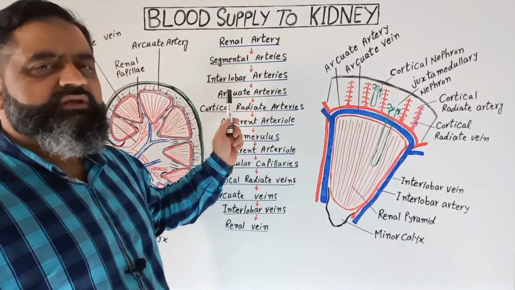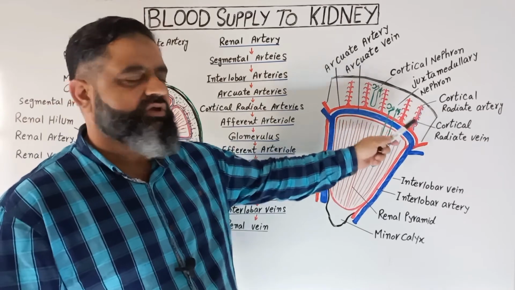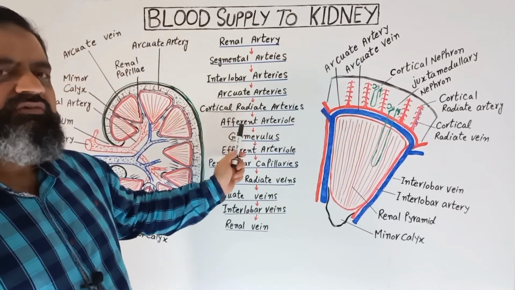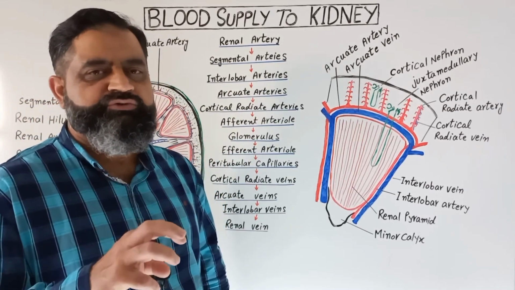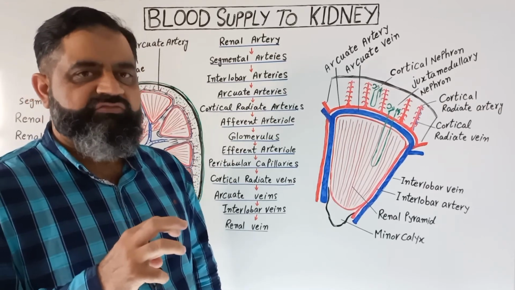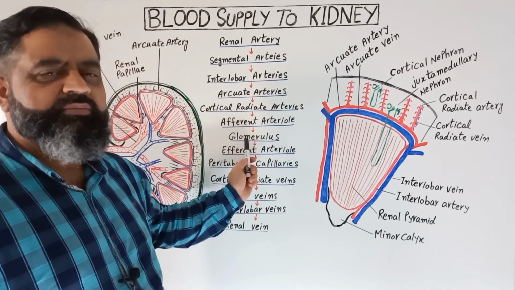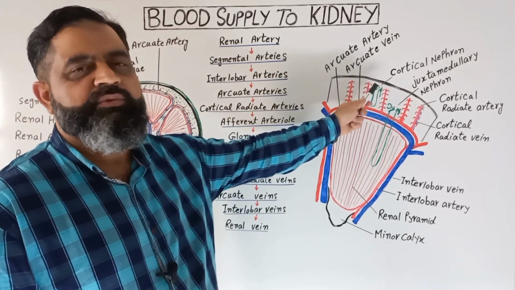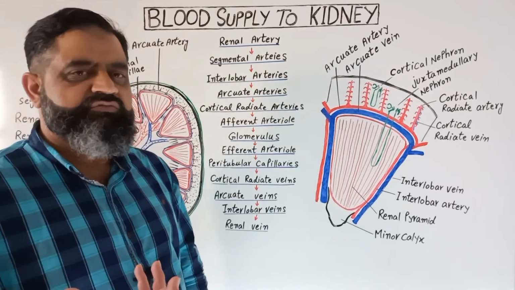Arcuate arteries then divide into branches which are known as cortical radiate arteries in the cortical region of the kidney. These are cortical radiate arteries. Cortical radiate arteries then divide into afferent arterioles. Afferent arteriole is the smaller portion of the artery, and afferent means to bring in towards the nephron. That is why these are known as afferent arterioles, which form a group of capillaries, a tuft of capillaries, known as glomerulus, which is surrounded by the Bowman's capsule of the nephron, where the process of filtration takes place.